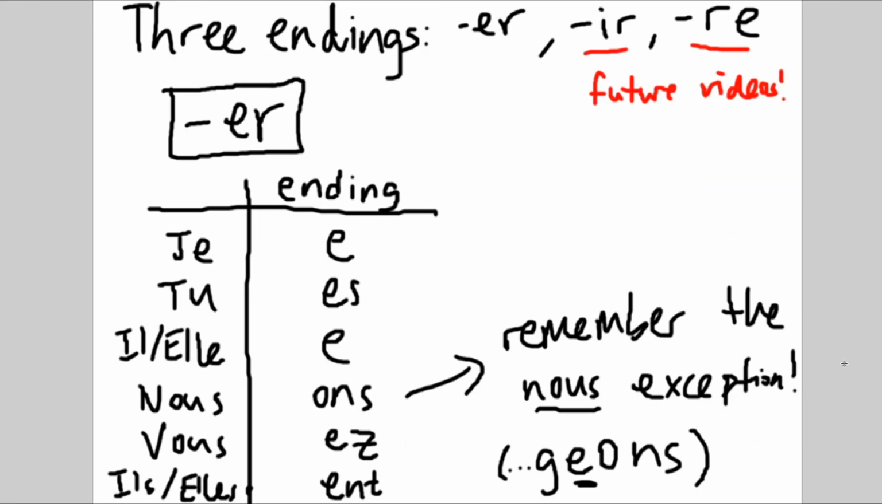Those are just a few examples of ER verb conjugations. And here is a list of everything we talked about. The endings for je is E, tu is ES, il, elle is E, nous, ONS. But remember we have the exception over here. Vous is EZ, and ils, elles is ENT.